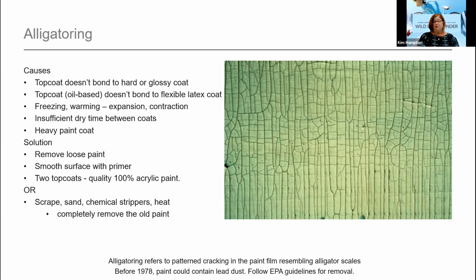Some solutions are to remove the loose paint, smooth the surface with primer, and apply 2 top coats of a high quality 100% acrylic paint. You could also scrape, sand, chemical strip, or use heat to strip the old finish completely off.